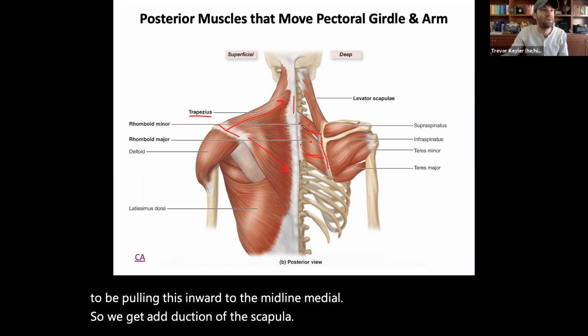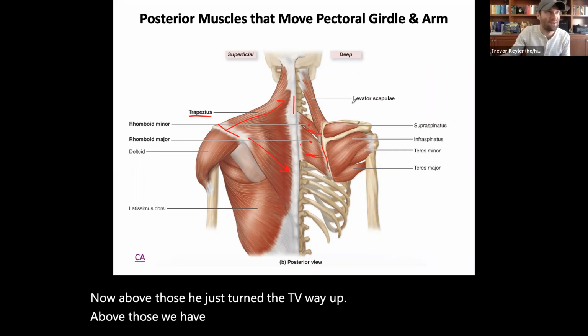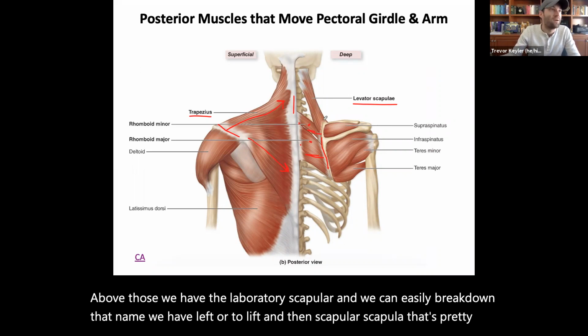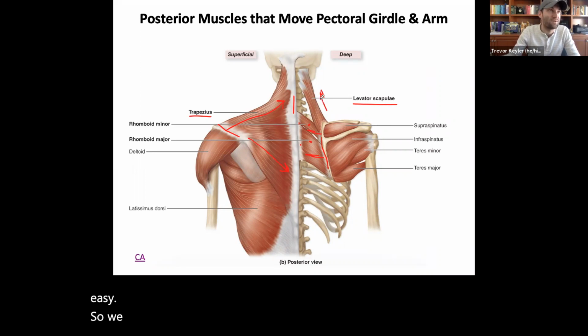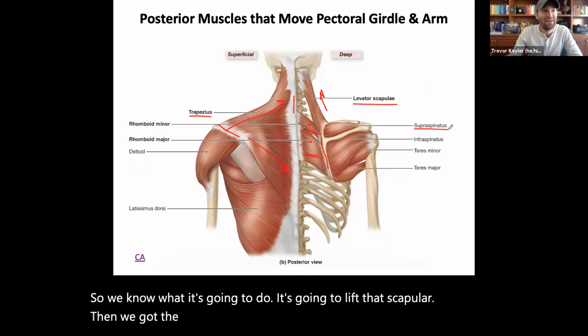Now, above those, we have the levator scapulae, right? And we can easily break down that name. We have levator, to lift, and then scapulae, scapula. Okay? That's pretty easy. So we know what it's going to do. It's going to lift that scapula up. Then we got the supraspinatus, and we can break that name down.